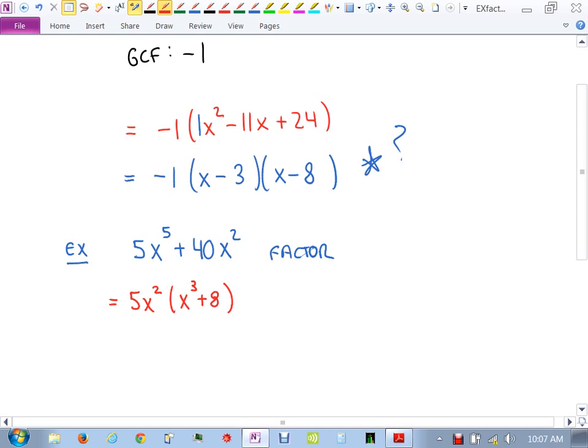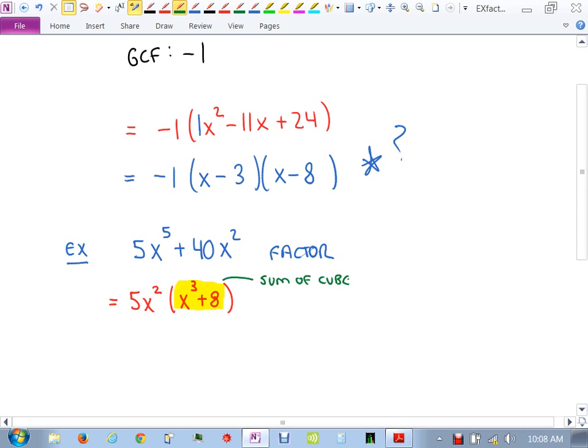Inside the parentheses, two terms. When you look at the two terms, you say, is that either a difference of squares, sum of cubes, difference of cubes? In this case, it's the sum of cubes. Right? This right here is a sum of cubes.